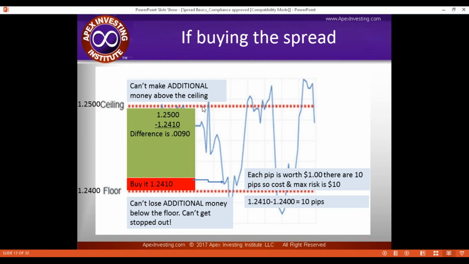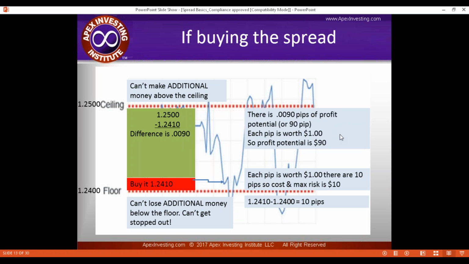But up to the ceiling of 2500, okay, that's a difference of 90 pips. If I bought at 24.10, the most I can make is all the way up to the ceiling, which is a difference of 90 pips. So there are 90 pips of profit potential. Each pip is worth $1. So my profit potential on this trade is 90 pips.